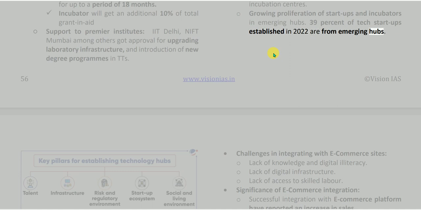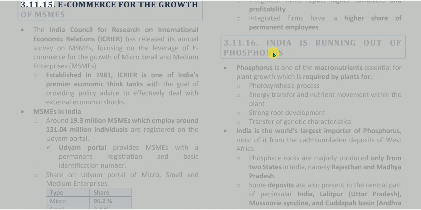3rd November 2015: E-commerce for the growth of MSMEs. The Indian Council for Research on International Economic Relations, ICRIER, has released its annual survey on MSMEs, focusing on the leverage of e-commerce for the growth of micro, small and medium enterprises, MSMEs. Established in 1981, ICRIER is one of India's premier economic think tanks with the goal of providing policy advice to effectively deal with external economic shocks.